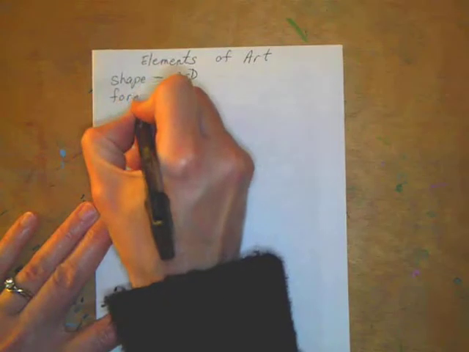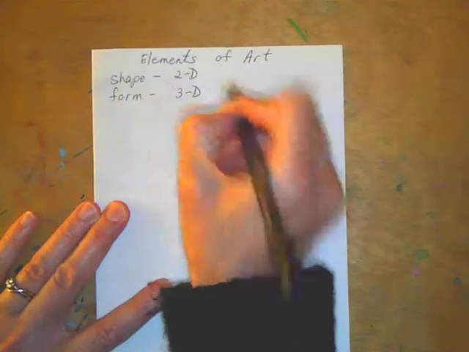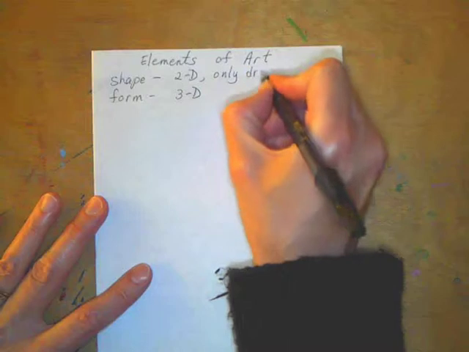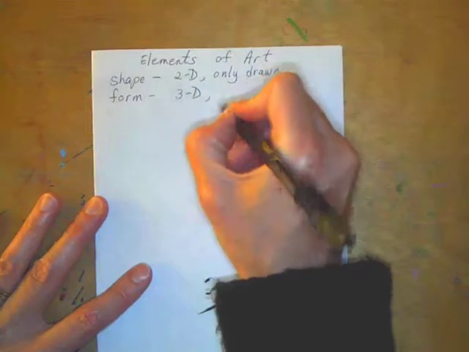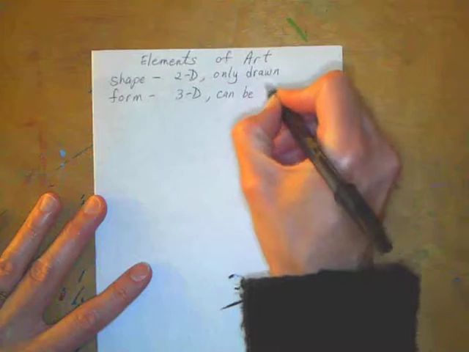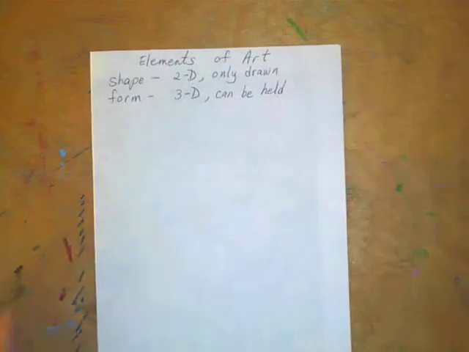A form is 3D. It can be held. It's the actual object. You can touch it. You can feel it. You can grab hold of it. It can also be drawn, but a shape can only be drawn. Okay? So shape and form, that's the difference.